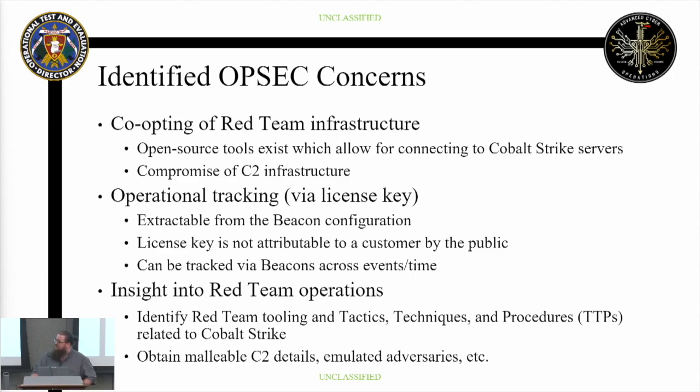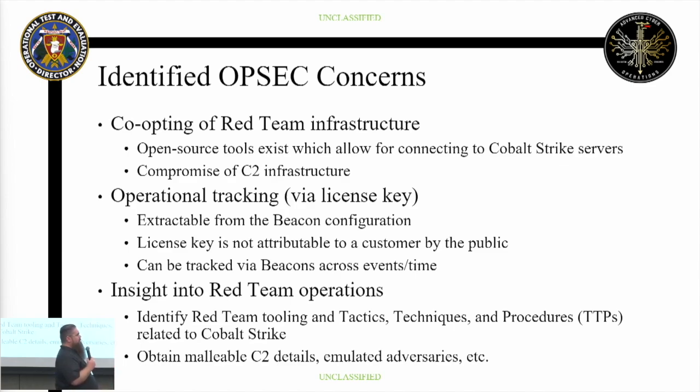I can take this one if you want. This is kind of what I was just talking about. I'm getting ahead of myself in the slides. So some of the OPSEC concerns, the possibility of co-opting the infrastructure. So you find a beacon, you're able to pull out the team server that it's calling back to, or the C2 server that it's calling back to. There are open source tools out there that allow you to go and connect to those servers and co-opt them. So that information potentially becomes available.